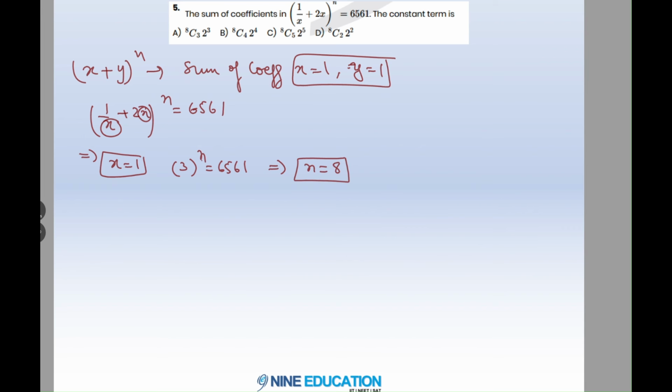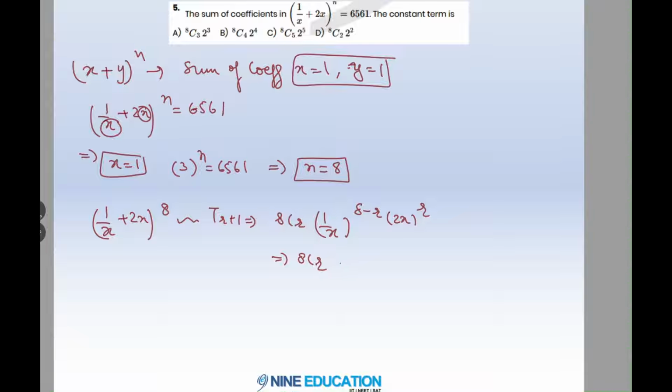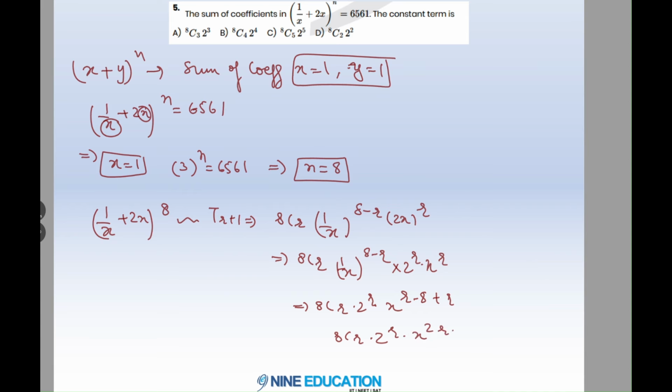Since n is equal to 8, the constant term will be given by (1 by x plus 2x) power 8. This is your final expression. So T of r plus 1 is basically 8Cr into (1 by x) power 8 minus r into (2x) power r, which implies 8Cr into 1 by x power 8 minus r into 2 power r into x power r. That is 8Cr into 2 power r into x power r minus 8 plus r, which is 8Cr into 2 power r into x power 2r minus 8.